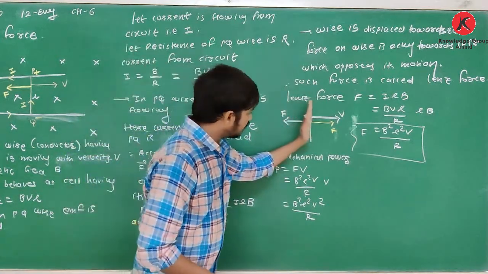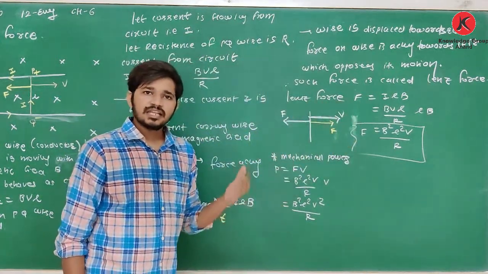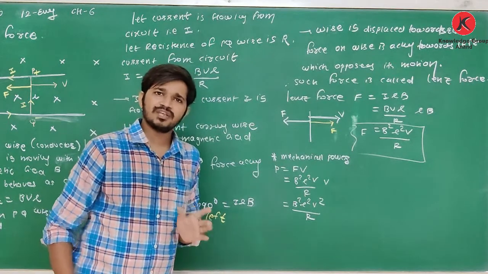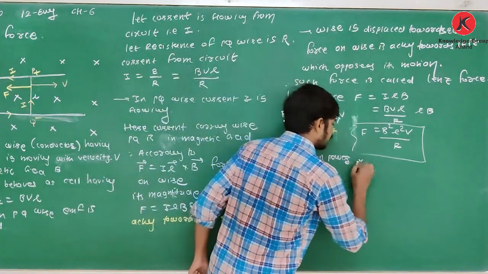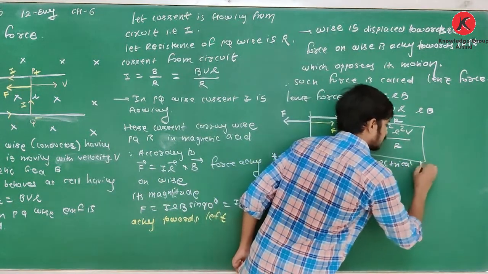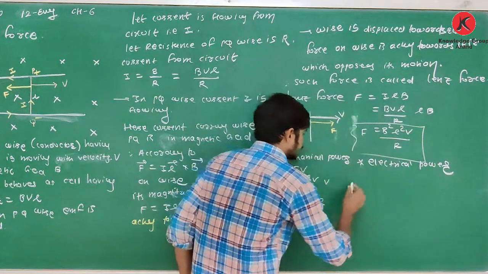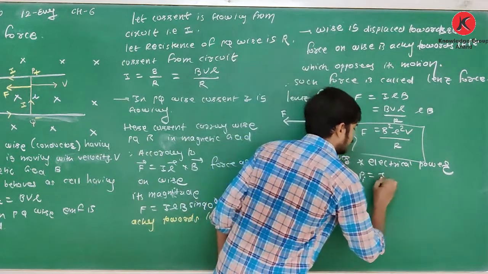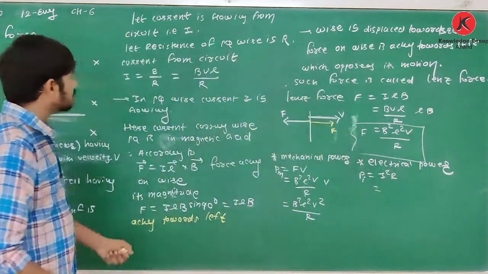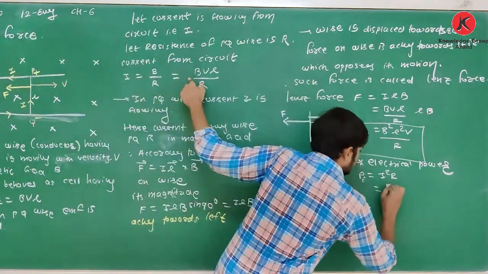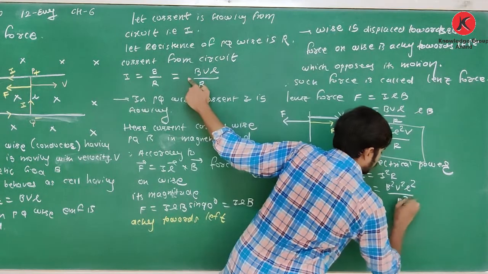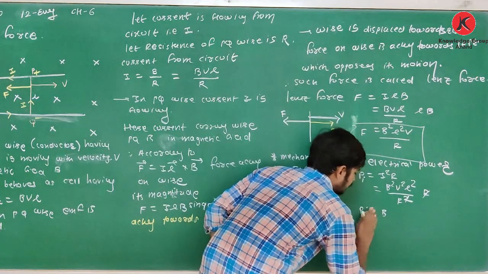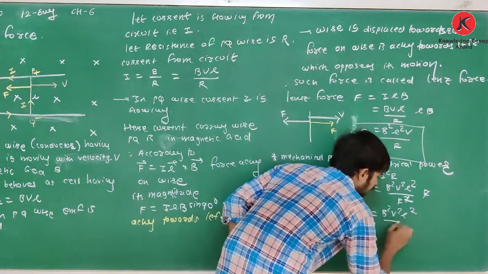And if we displace this wire towards right, we know that area changes, magnetic flux changes. Due to changing flux, EMF is induced and current is flowing. So what is electrical power? Electrical power generated, P_I, is equal to I square R. What is the equation of I? It is B L V upon R. So it is B square L square V square upon R square, and here is one R, so R cancels. So P_I is equal to B square L square V square upon R.